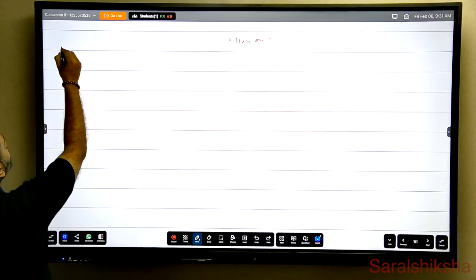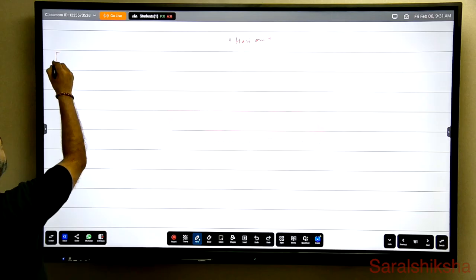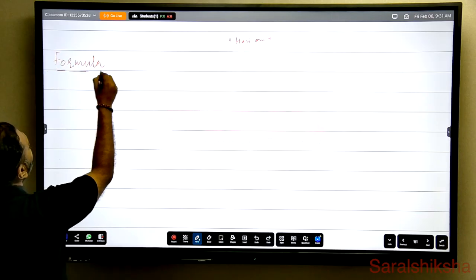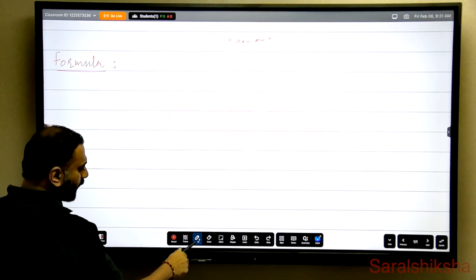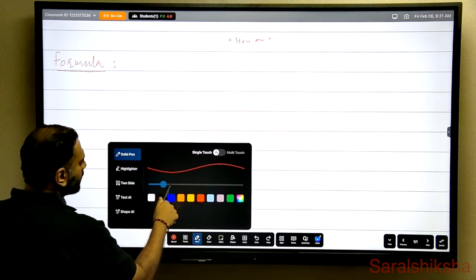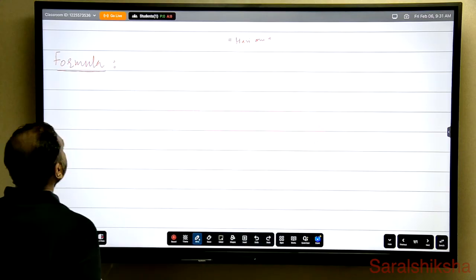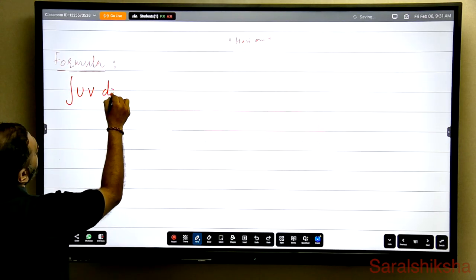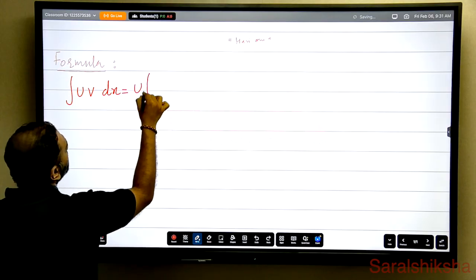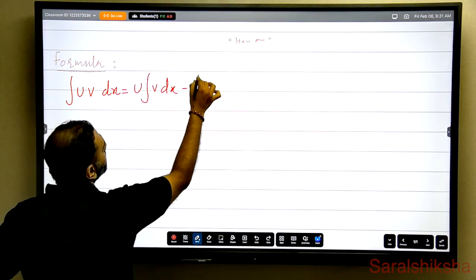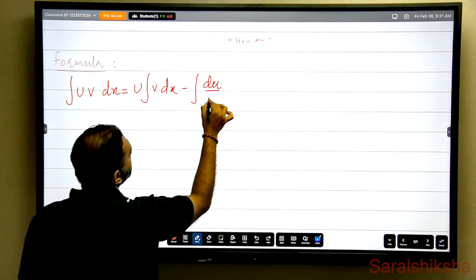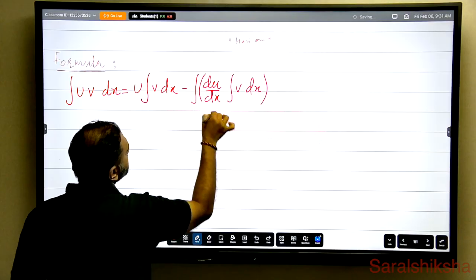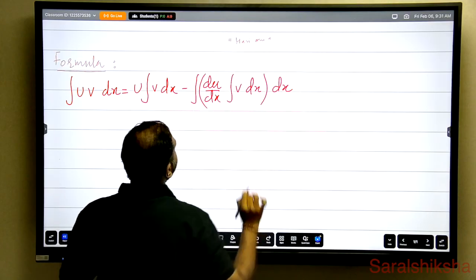The formula for the UV rule is this. First of all, understand the formula. The integral of uv dx is u times the integral of v dx, minus the integral of (du by dx times the integral of v dx), the whole dx. This is the formula.